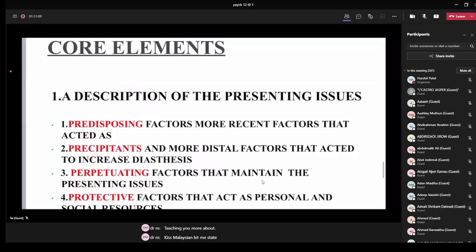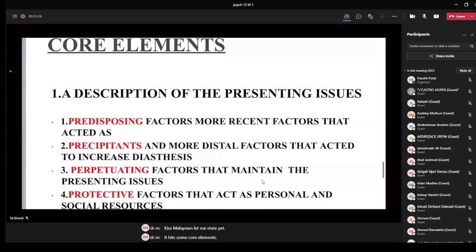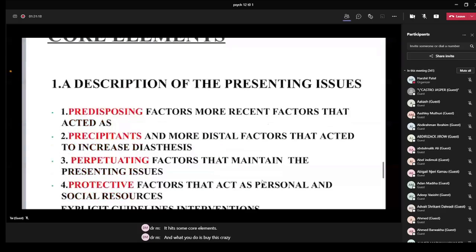Let me state here that it has some core elements. What you do is you start by describing the presenting issues. What has brought the patient to the hospital? So give a statement of that. Then you go further and try to find out what predisposed this particular episode. That is factors that are more recent, that acted on the patient so that the patient presents the way he has actually presented.